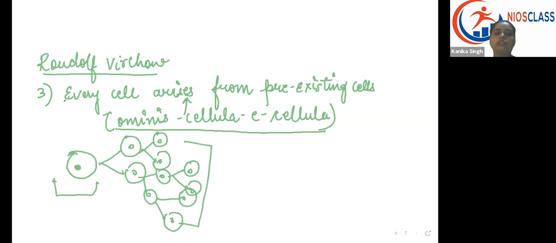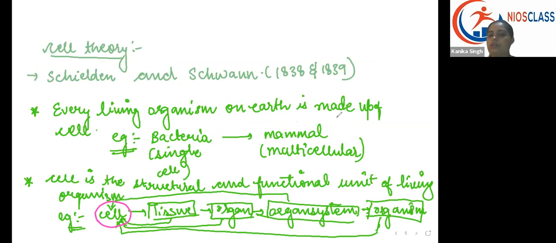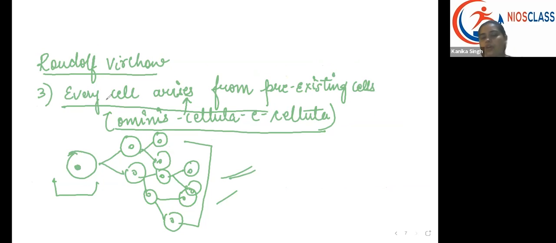So this was the third point given by the scientist Rudolf Virchow, that every cell arises from pre-existing cells. So these are the main points of the theory. First, every living organism on the earth is made up of cells. Cell is the structural and functional unit of living organisms. And the last point given by Rudolf Virchow: every cell arises from the pre-existing cell. That means omnis cellula e cellula.